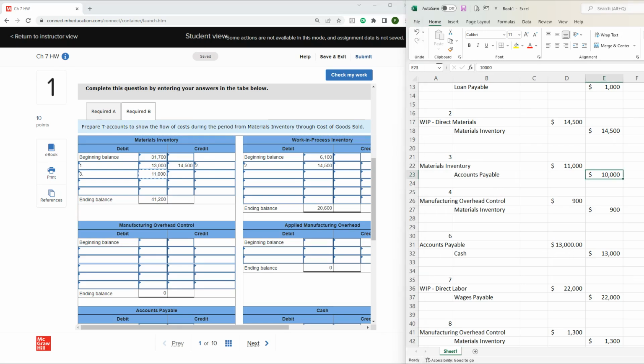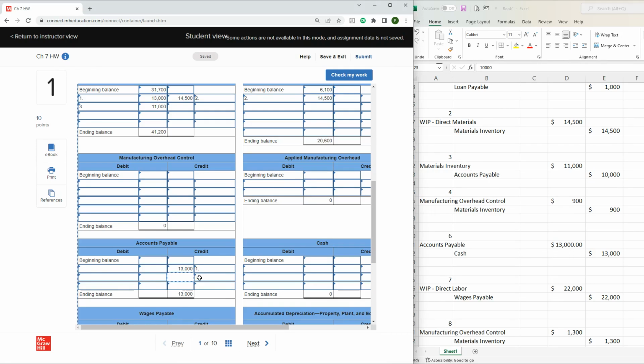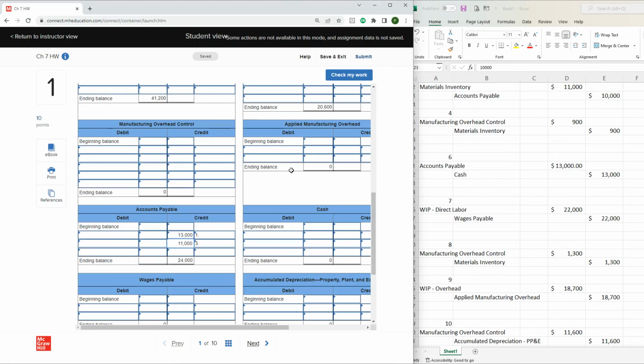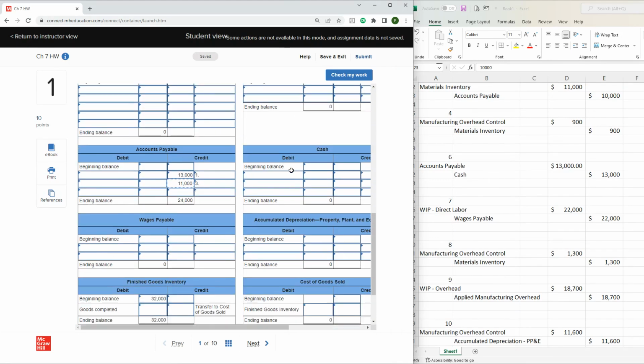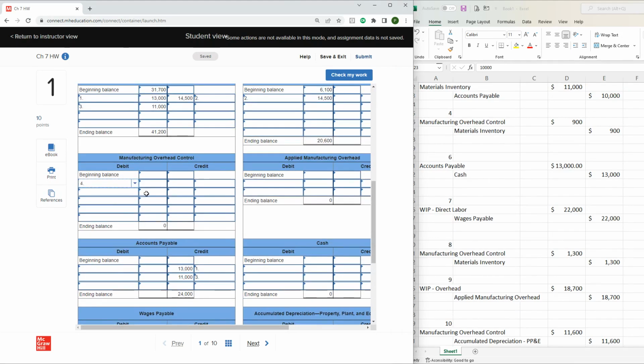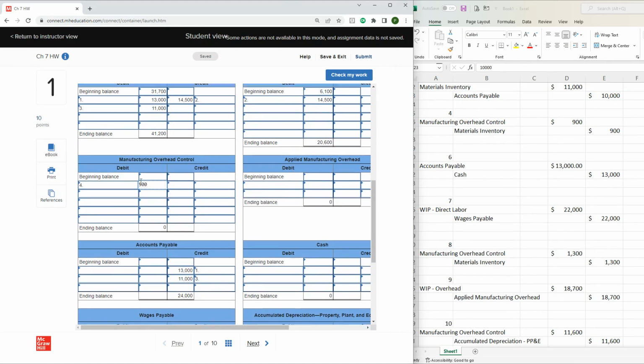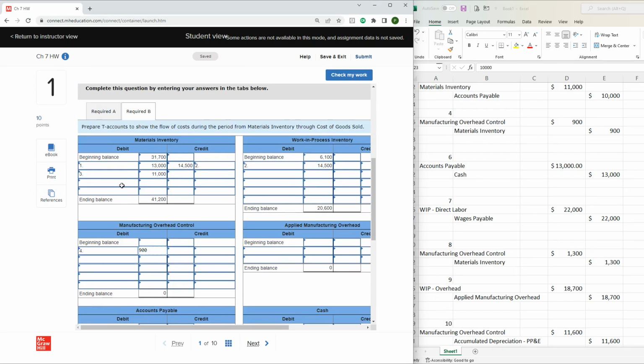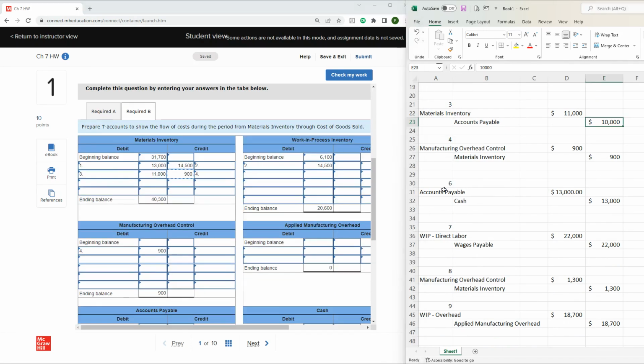Number 4 is the manufacturing overhead control account. So we have a debit of 900 and then a credit to materials inventory of 900. For number 5, looks like we labeled our worksheet wrong. So this transaction is number 5, accounts payable of 13,000 and cash credit of 13,000. Well, it looks like we skipped number 6, so let's do that real quick.